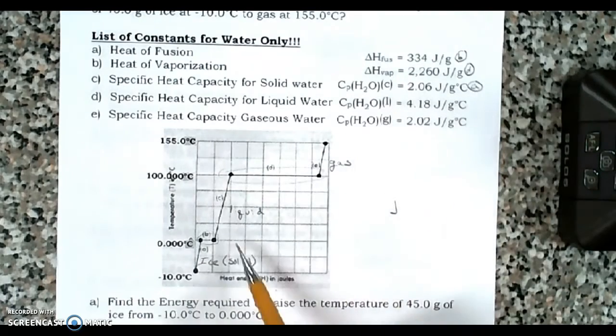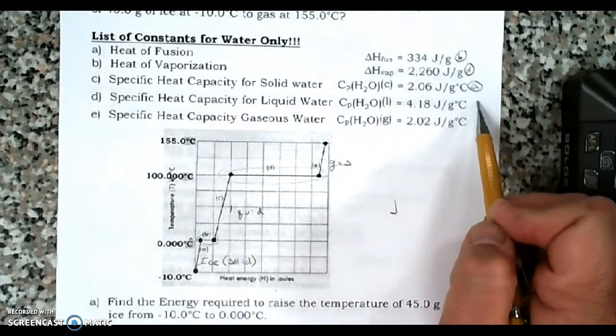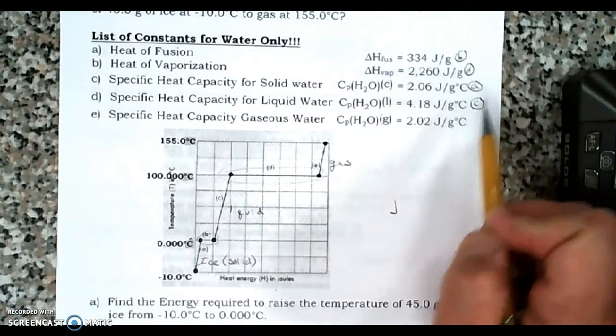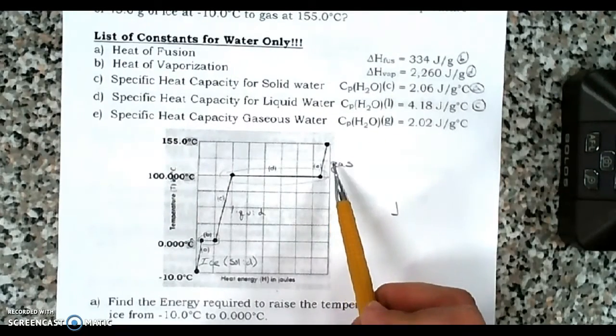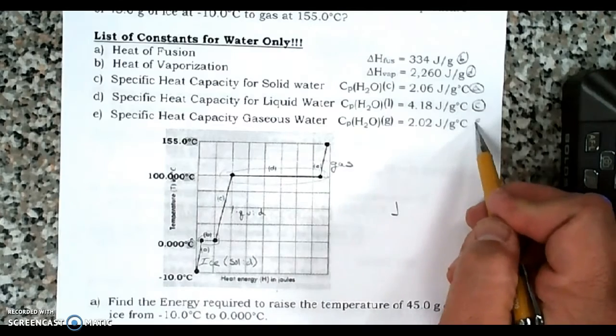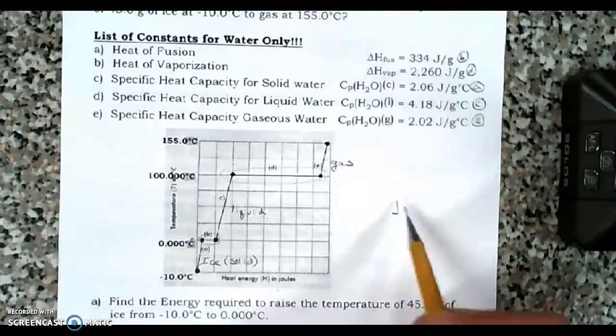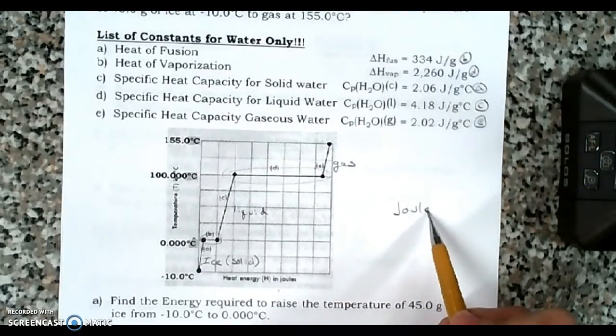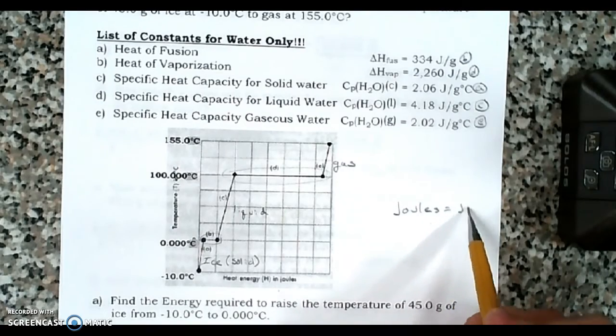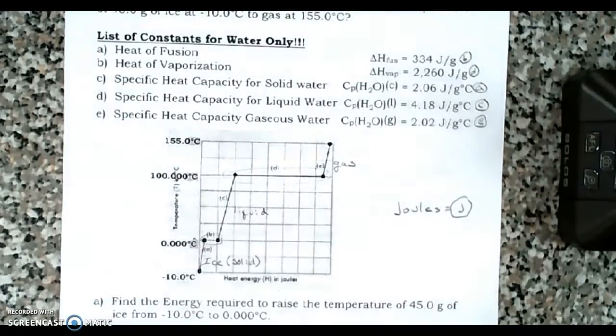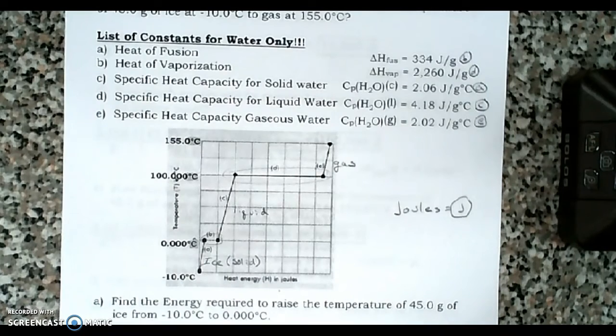Right? Then the next slope here is all liquid, and this is C. And the last slope, of gas, is E, so we'll call this one E here. So that's how it's broken down. And you have to use them, and at the end of this, we should end up with the units of joules. That's what we want. We want this energy in joules, and then we're going to add them all together.